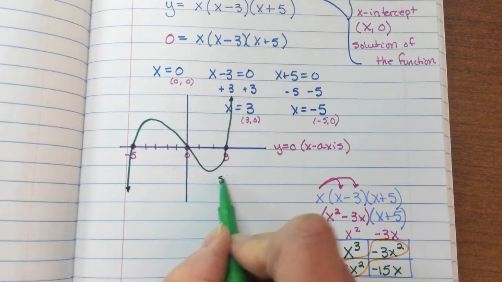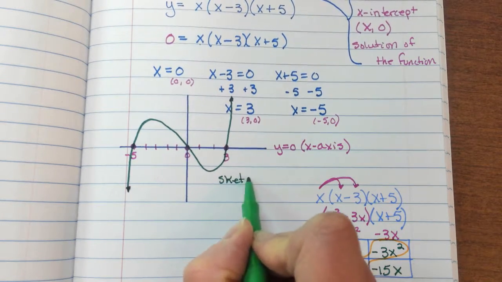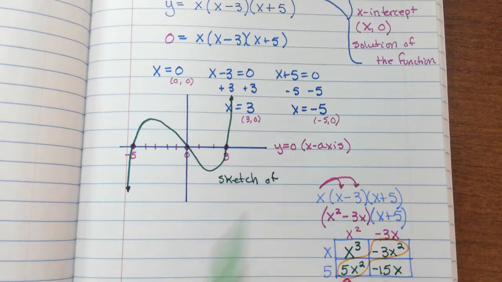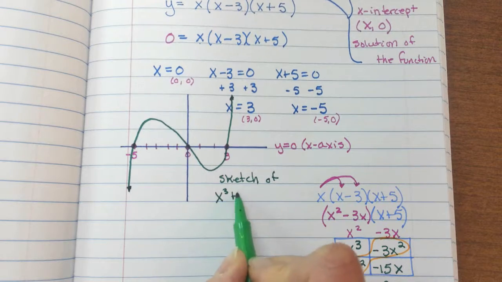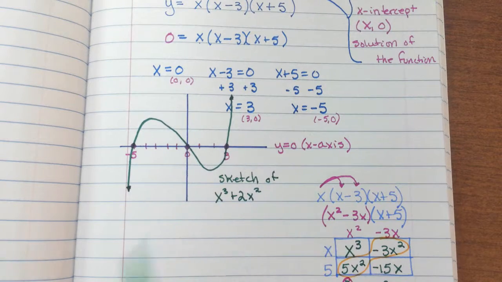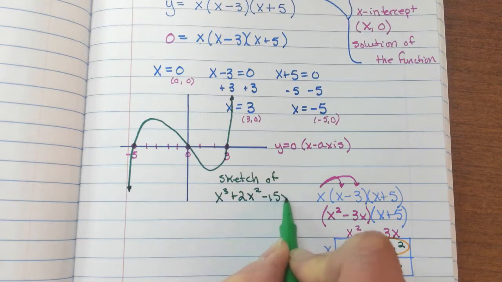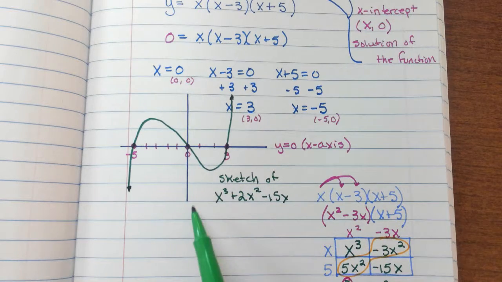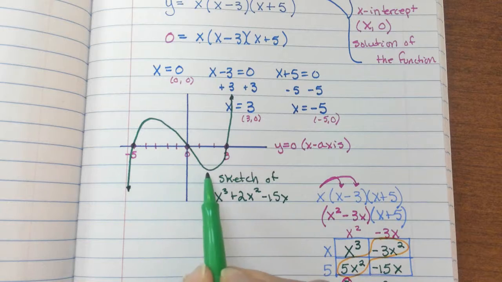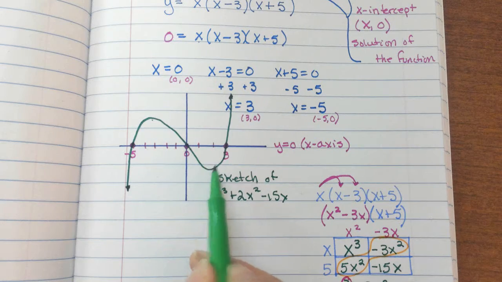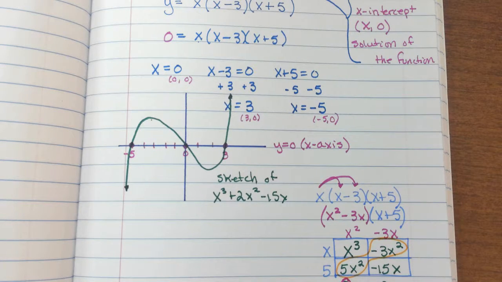So I've just sketched x cubed plus 2x squared minus 15x. Notice I did not put any scale on my y-axis because I have no idea where this maximum or this minimum is. I'm just kind of guessing, so that's a sketch.